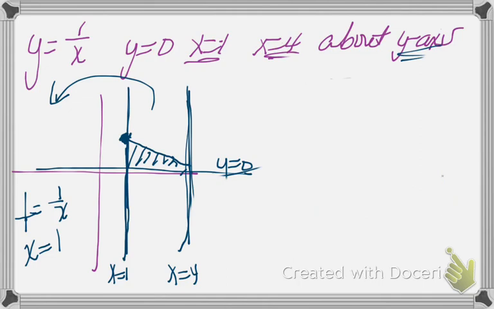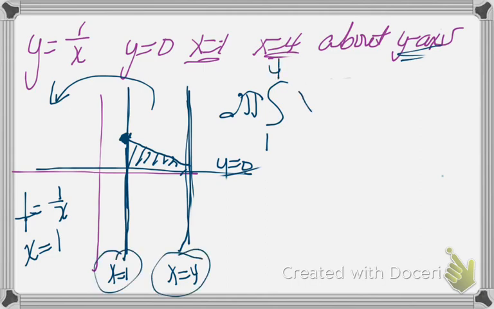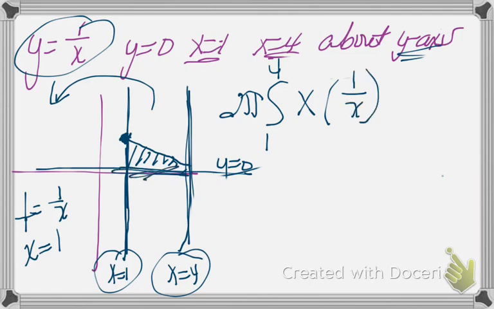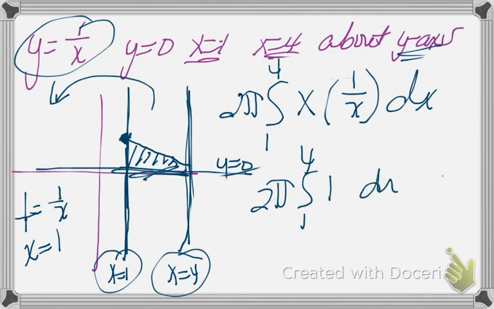Okay, so to use the shell method, we start with 2 pi. We need our interval in terms of x, so that's going to be from 1 to 4. That's these right here. We have an x. That's what you're always going to add is the x. And then we're going to do a top minus bottom. So top is 1 over x, the bottom is just 0, so I don't have to do that, dx. And we could simplify, because x times 1 over x is just going to become 1 dx. This will be real easy to solve, so I'll go ahead and solve it.